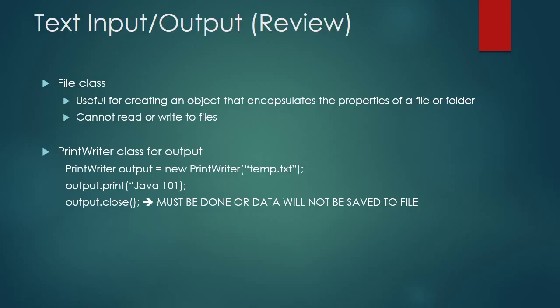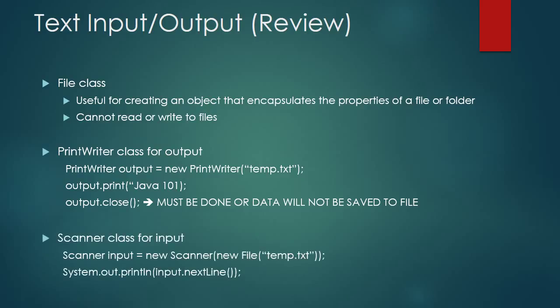If we want to write data to the file, then we can use a PrintWriter class. And here's an example of a PrintWriter class. I create a PrintWriter object, and in the new PrintWriter, I can either pass the name of the file, or I can actually pass a file object. And then I can use output.print, because the print method is part of the PrintWriter class. It's also important, if you're dealing with PrintWriters, and this is just a reminder, to use output.close once you're done, otherwise your data won't be saved to the file.